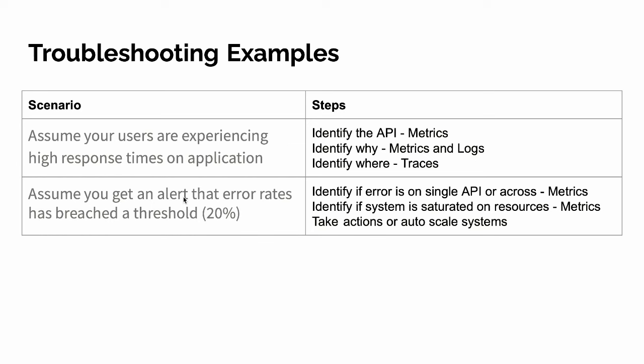Another example: assume you get an alert that error rates have breached a threshold, which is 20%, which could be the starting sign that the system may be experiencing some issues. The steps we can take are to identify if the error is on a single API or across different APIs, using the latency and error metrics that we capture. And then identify if the system is saturated on resources, so we can use metrics like CPU usage or memory usage on the Kong platform. If there is a resource crunch, then we can take actions to auto scale the system or add more capacity to make it more highly available.